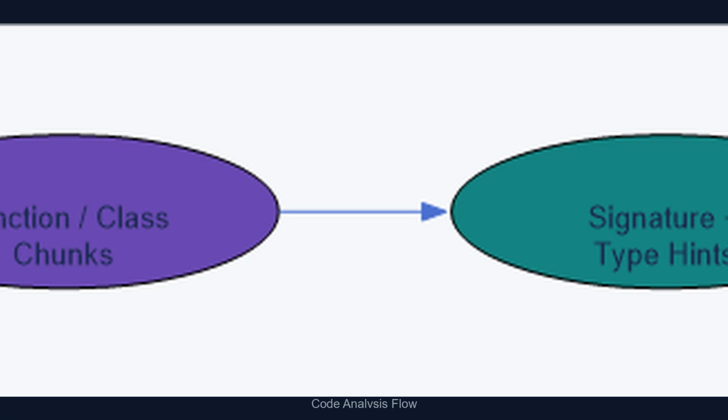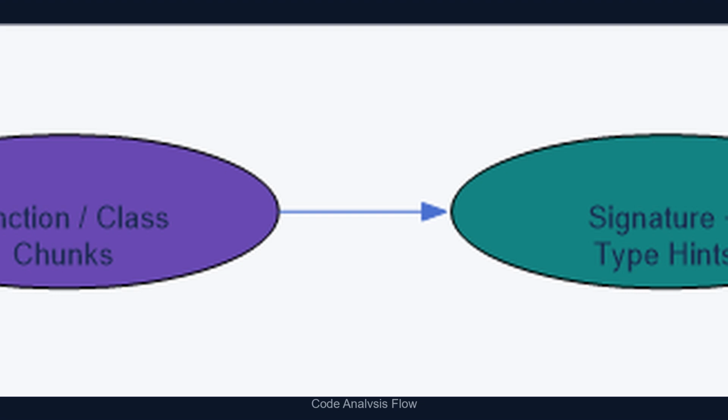Here's the full documentation generation pipeline as a data flow. Source code, Python, TypeScript, Go, whatever language, enters an AST parser, which decomposes it into function and class chunks. From those chunks, the system extracts function signatures and type hints, the structured metadata that tells the model exactly what it's documenting. That structured input feeds into the DocGen LLM, which produces docstrings and markdown documentation as output.